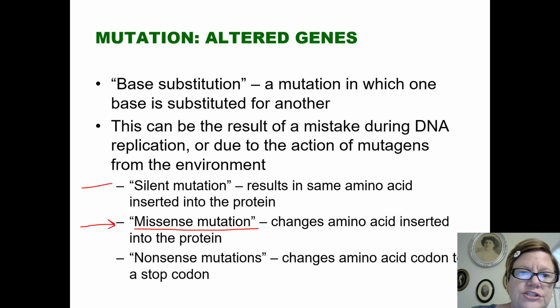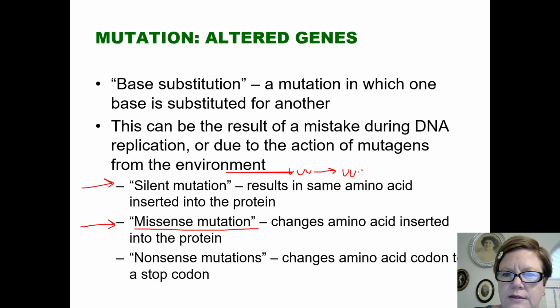A silent mutation is when you have something like, let's say a codon that's UUU gets changed to UUC. Well, both of them indicate phenylalanine, so that would not be a change in the protein. So that would be called silent. There is a change at the DNA level, but there's no change at the protein level.